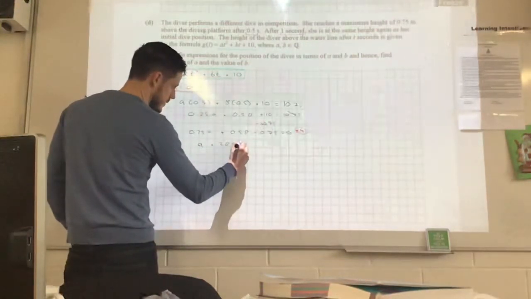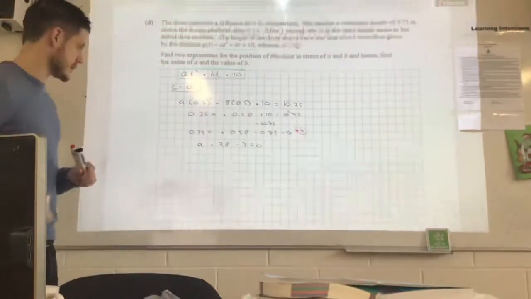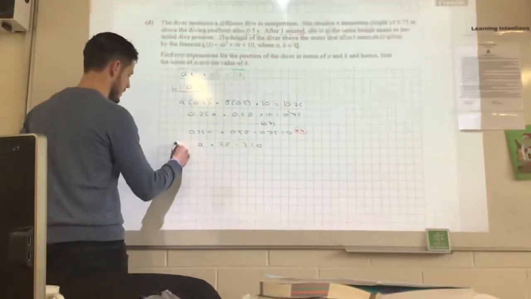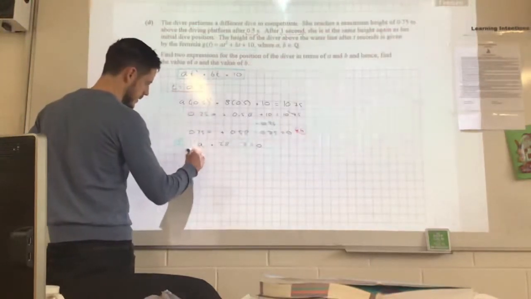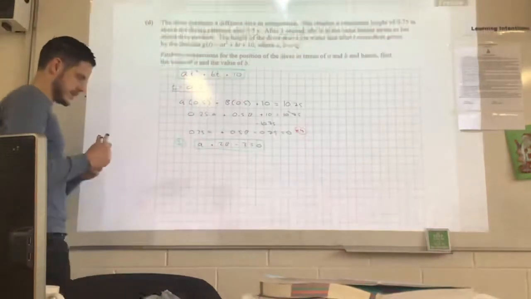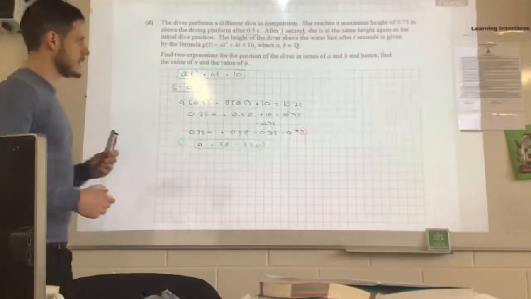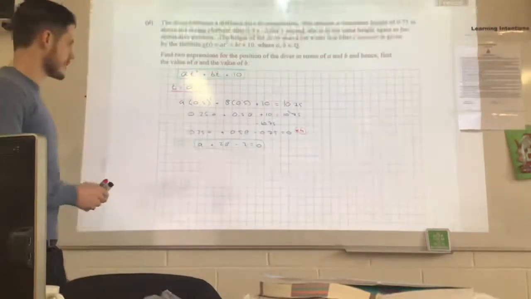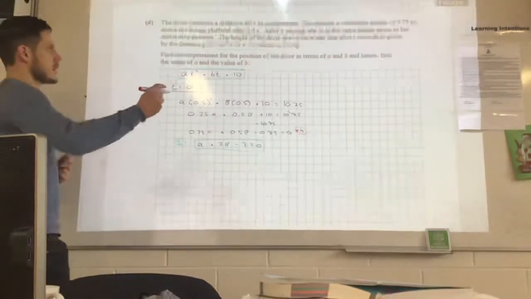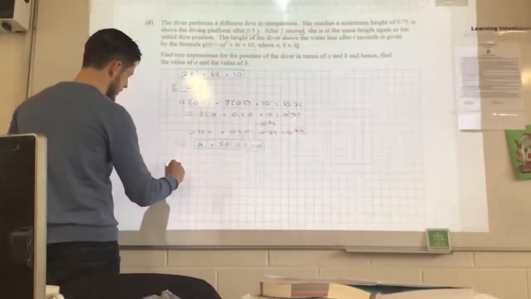Minus 3 is all equal to 0. And that is my first equation, so I'll put a 1 beside that. So I've got an A, I've got a B, I've got a number. I can use that in my simultaneous equations, but I need to figure out a second equation that will work for it. So, going back to this 1 second here, we can do the exact same thing now.